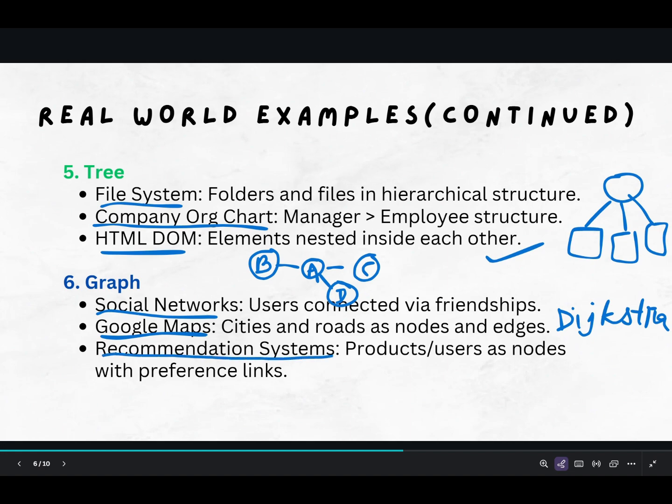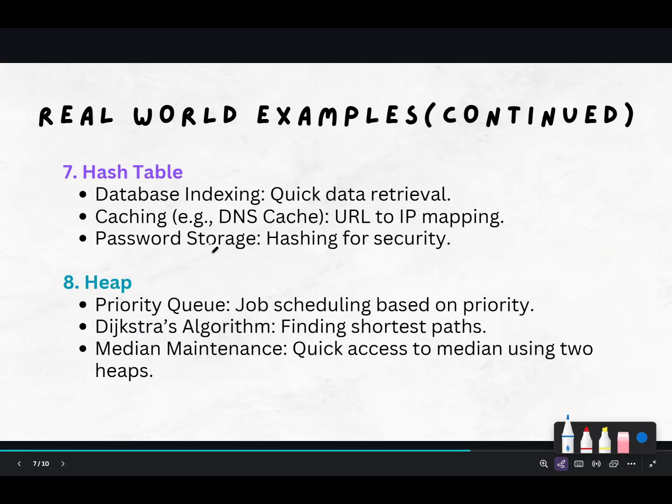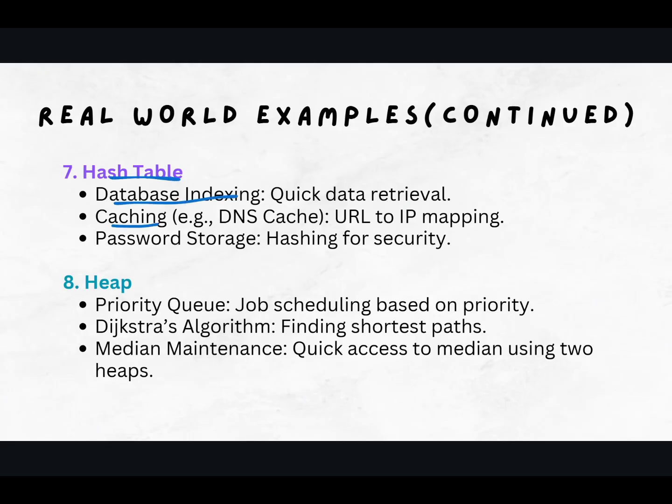Then the recommendation systems are also used in social media. All of those are applications of a graph. Now what about hash table? So database indexing, caching. This is really important. Password storage.